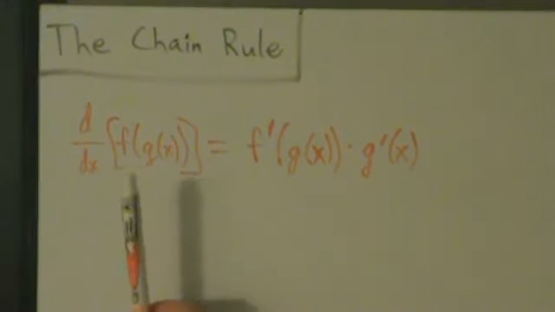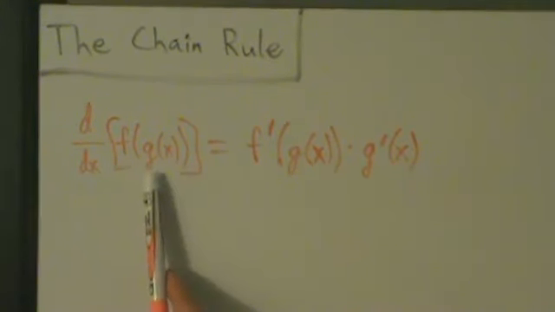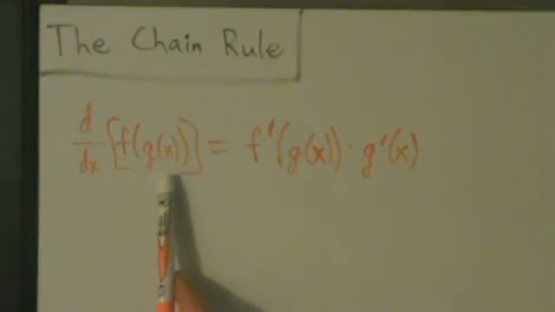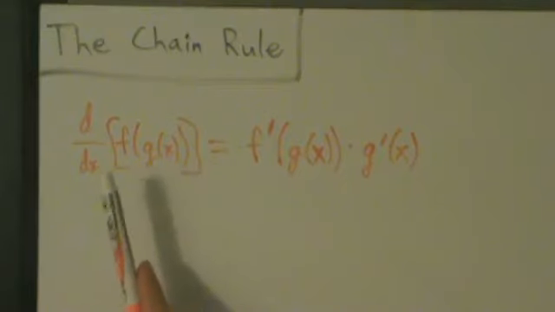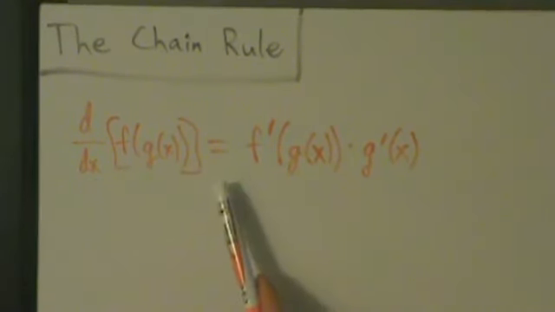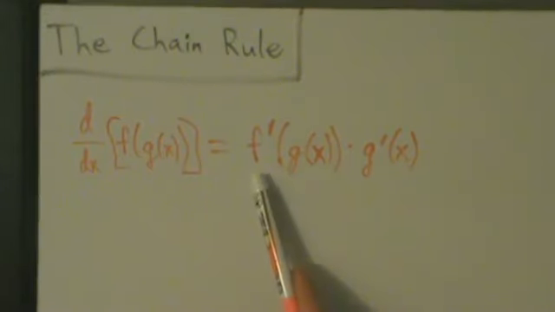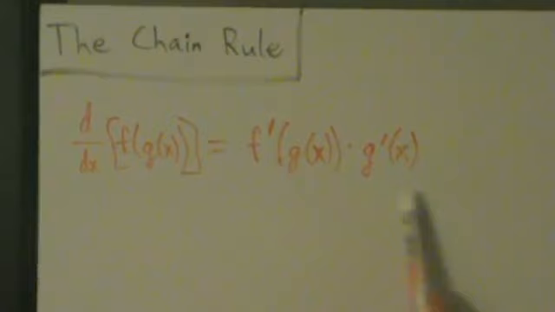Okay, so in other words, you can think of f as the big guy because it's on the outside, and think of g as the little guy because it's on the inside. So the chain rule says the derivative of f of g of x with respect to x is equal to the derivative of the big guy evaluated at the little guy times the derivative of the little guy. Okay, so that's pretty much what the chain rule says.